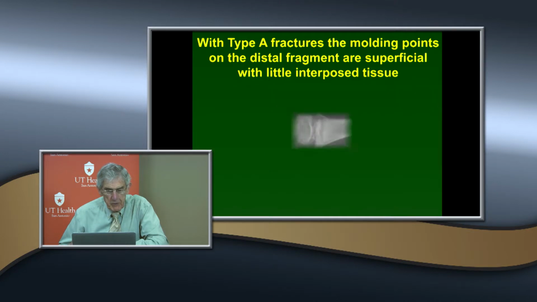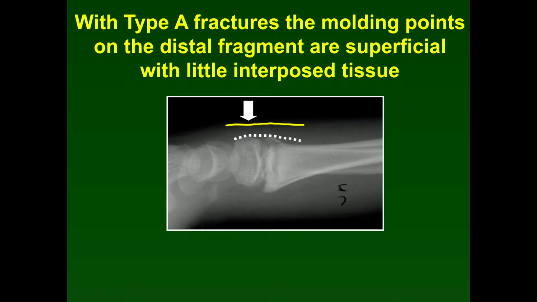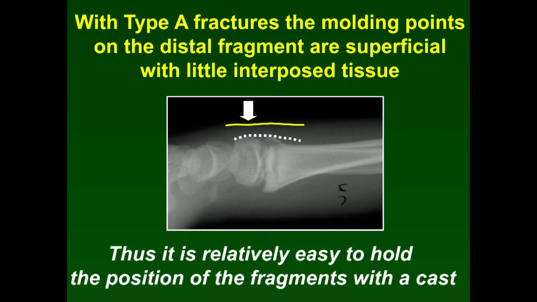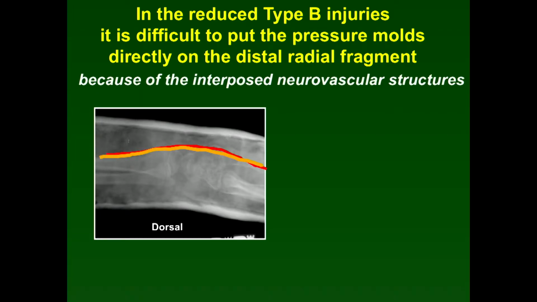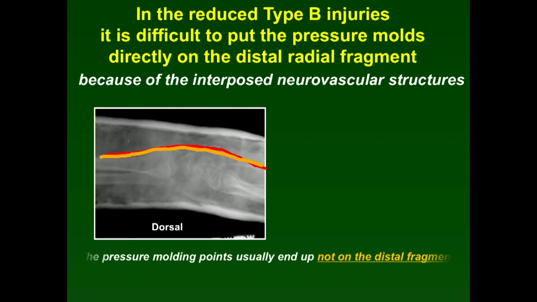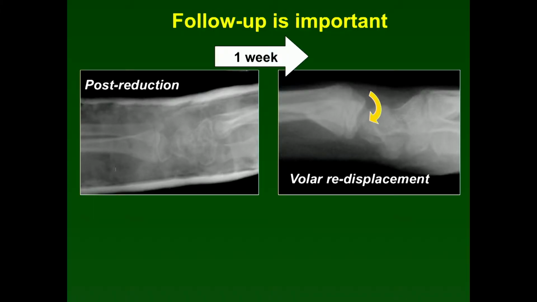And so the problem with type B fractures: with type A, you can put the fracture molding right over the distal fragment, and it's relatively easy to hold the position with a cast. But if it's volar displaced, you've got neurovascular tissue, so you can't put the pressure right over it. Where does the pressure usually end up? It's not on the distal fragment. It usually ends up on the hamate and the pisiform, away from where the fracture is. So you don't have a good ability to really hold it. Here's this post-reduction, it came back in a week and it had fallen off.